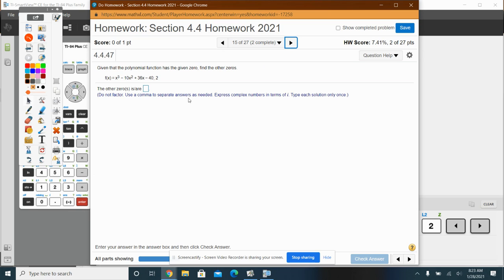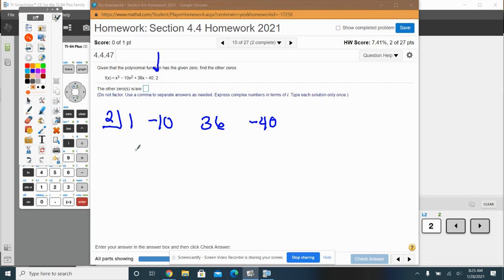Okay, so here's 15. They tell me that 2 is a 0, and they want us to find the other one. So again, I can look at my calculator and see if they're nice. But this time I'm not even going to do that because let's say I don't even want to waste time. So I'm going to put the 2 in the box, and I'm going to divide out 1, negative 10, 36, and negative 40. I know the remainder is going to be 0. The reason I know that is because they're already telling me that it is a 0.